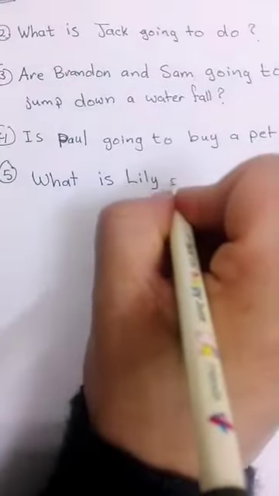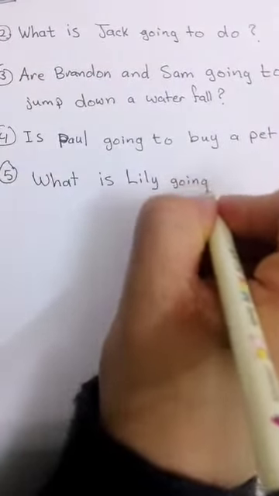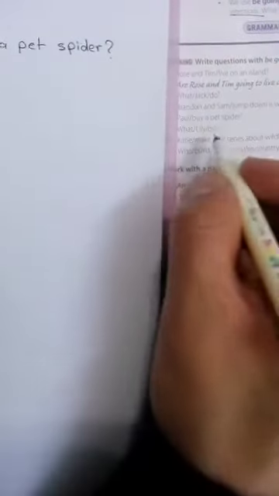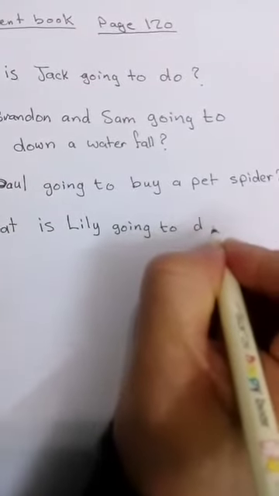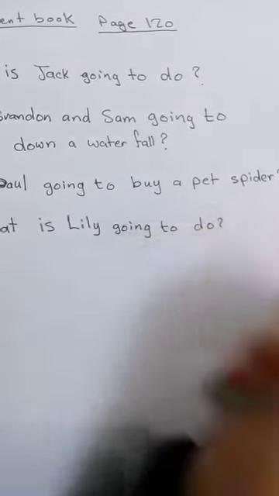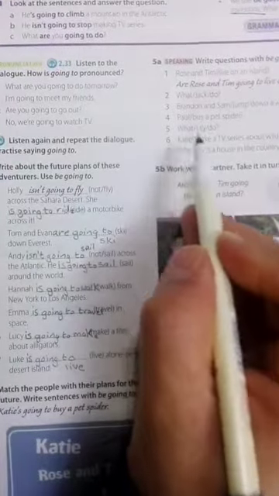Then "going to," then the verb in the infinitive, it's "do." What is Lily going to do? This is the question. What is Lily going to do? Now let's go to sentence 6.